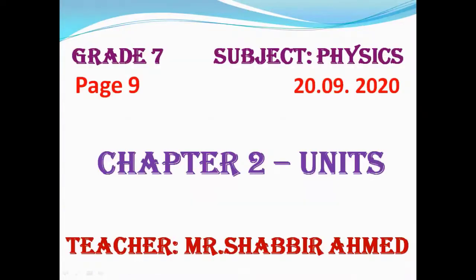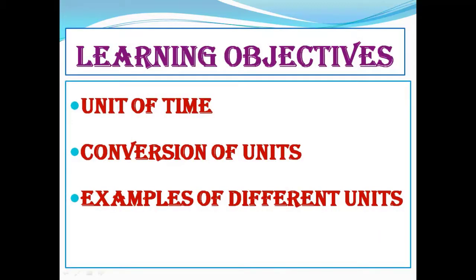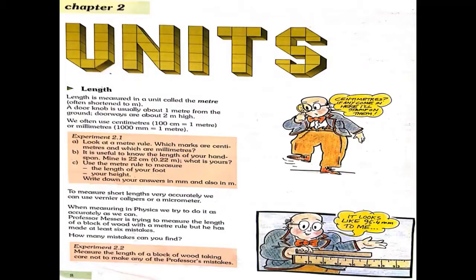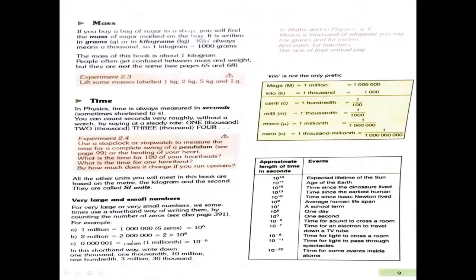Today in grade 7 for the subject physics, we are going to discuss chapter 2, Units, from page 9. Let's see what the learning objectives are in today's discussion. The learning objectives of today's lesson are the unit of time, the conversion of units, and examples of different units related to time. So let's talk about time.